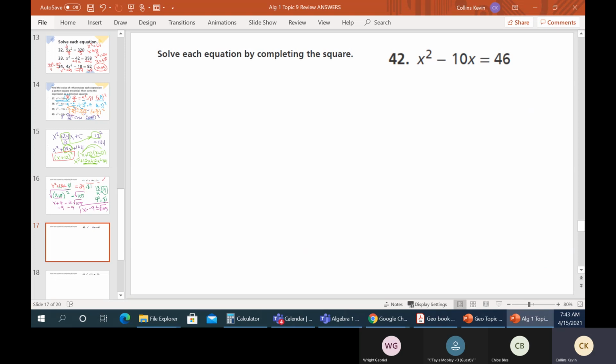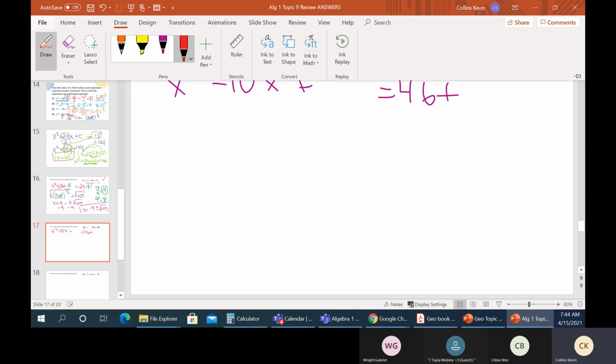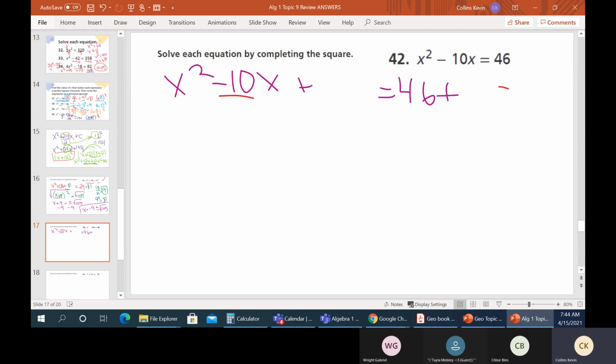All right, so same thing. We've got variables on one side, number guy on the other side. Fabulous. So we say x squared minus 10x plus some number to be determined equals 46 plus that same number to be determined. And how do we determine it? Well, we take our number in front of the x, right? Standard operating procedure for this kind of stuff. That's minus 10. So that's minus 10 divided by 2. So that's minus 5.